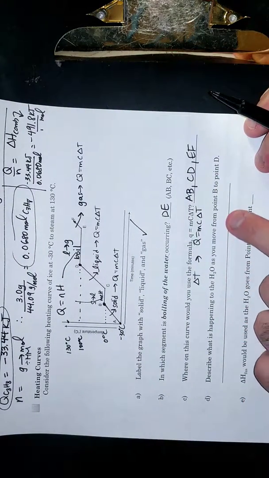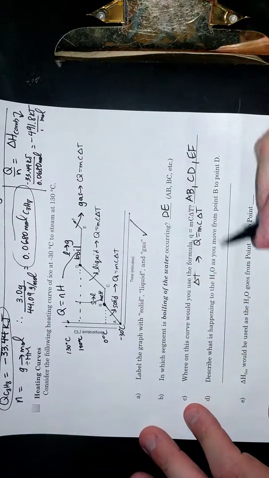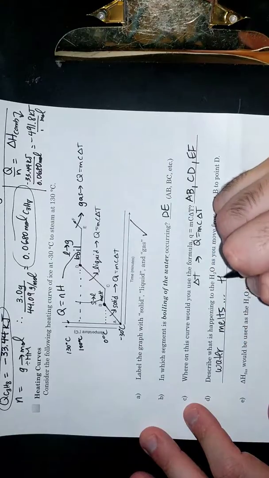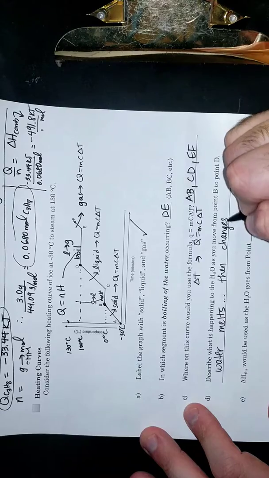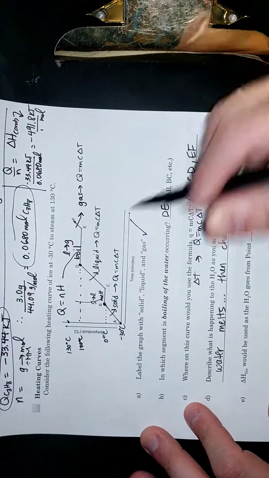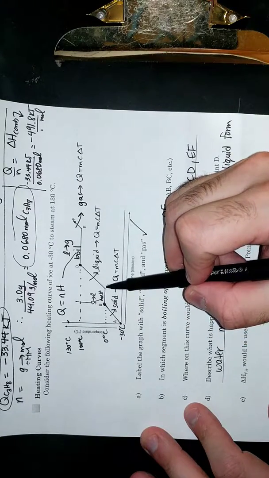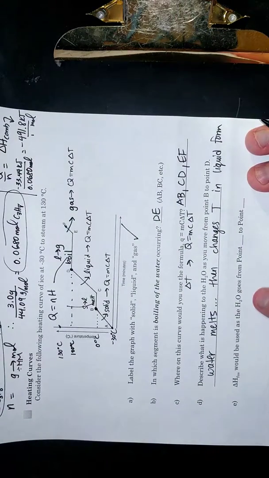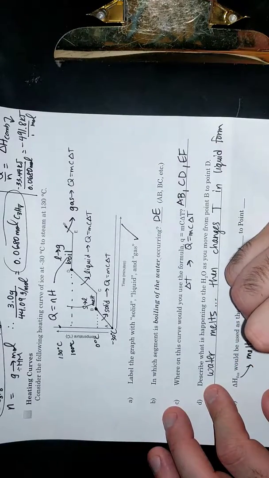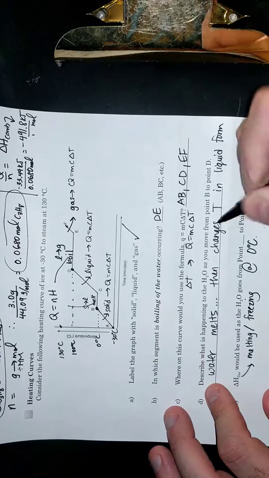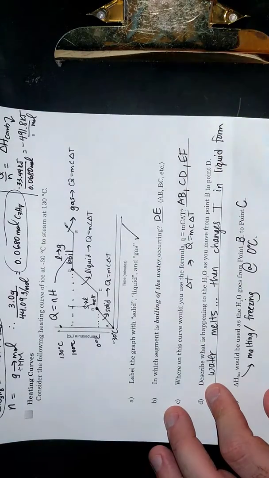Describe what is happening to the water as you move from point B to D. Well, first, the water melts and then changes in temperature in the liquid form. Right? So at B, it melts. Once it's all completely melted, it's able to heat up until it gets to 100 degrees Celsius. Delta H of fusion would be used as the water goes from point what to what? So fusion has to do with melting or freezing, and that for water is at 0 degrees Celsius. So that's segment B to C.